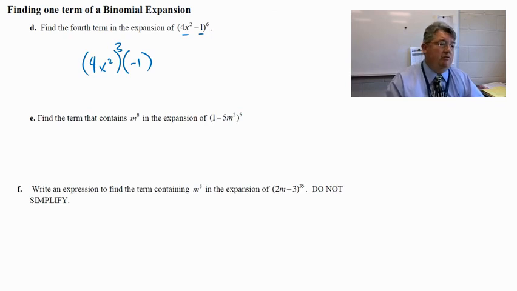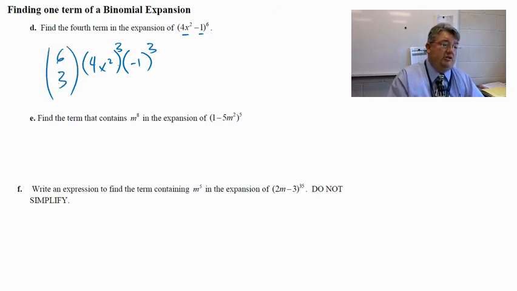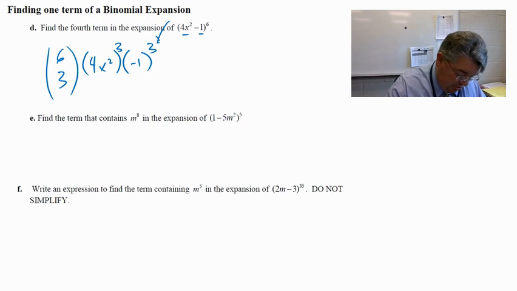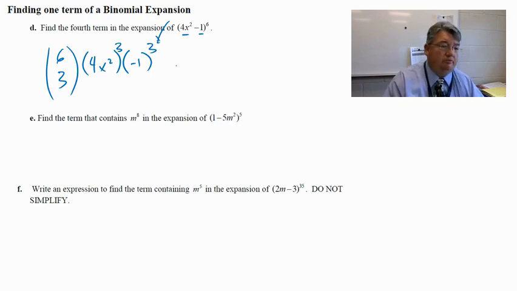And this will be negative 1 to the power of 3, because 3 plus 3 have to add up to the 6th. And this is going to be 6 choose 3, because it's 6 choose that number right there. Okay, so 6 choose 3 gives me 20. 4 to the power of 3 gives me 64.